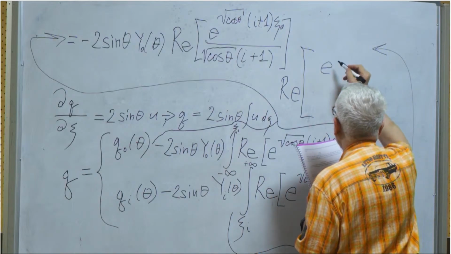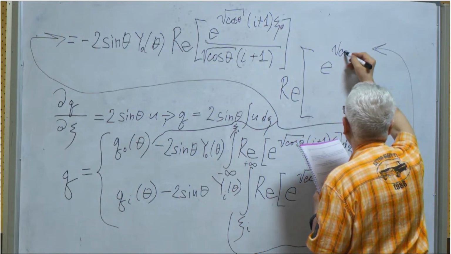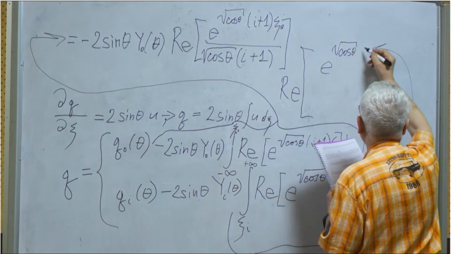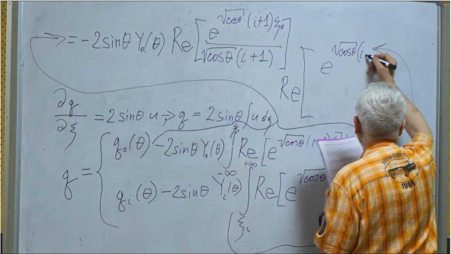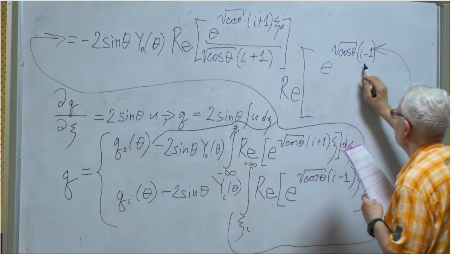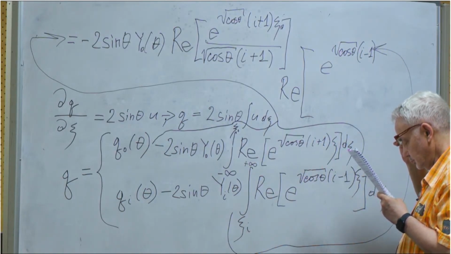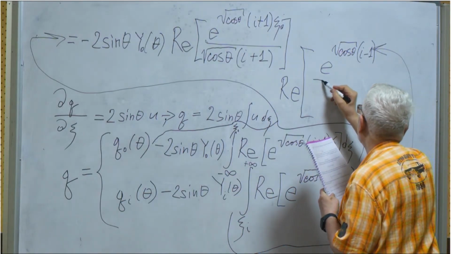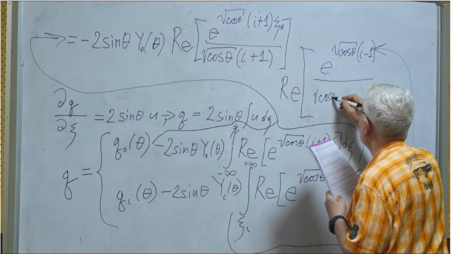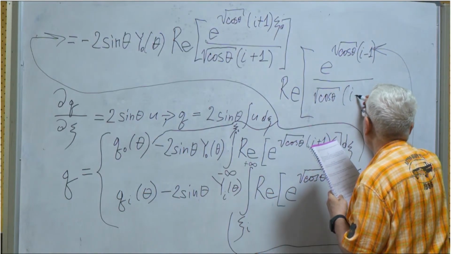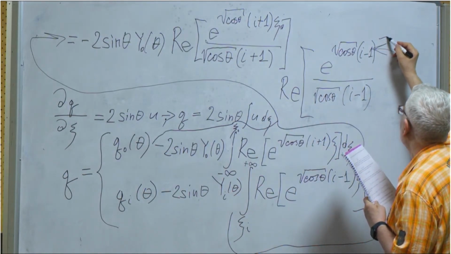Of the e square root of cosine theta, and in this case i minus 1. i is this imaginary unit, you know. And of course the below things is also quite similar, quite symmetrical. Cosine theta i minus 1. So this constitutes the final solution.